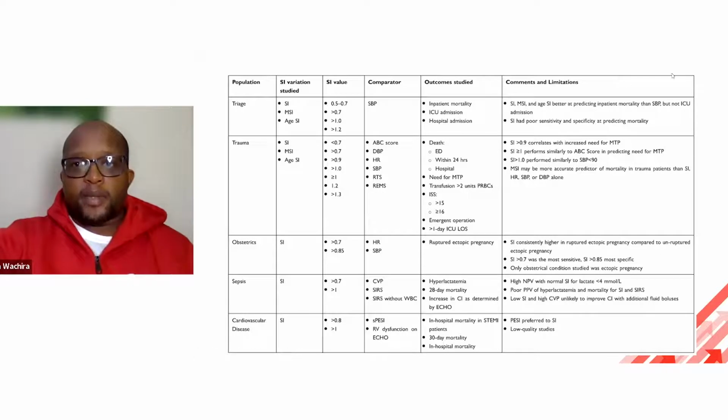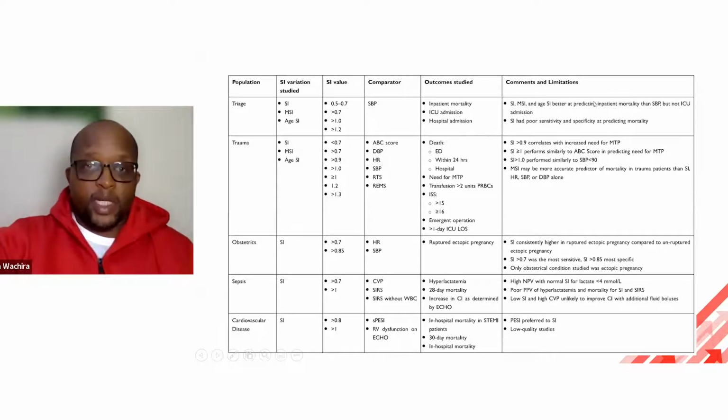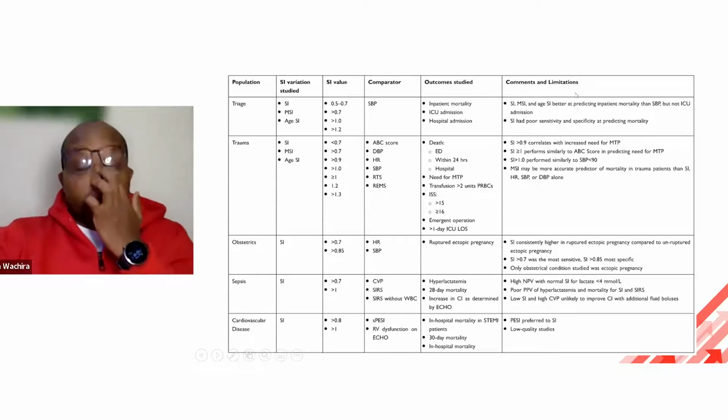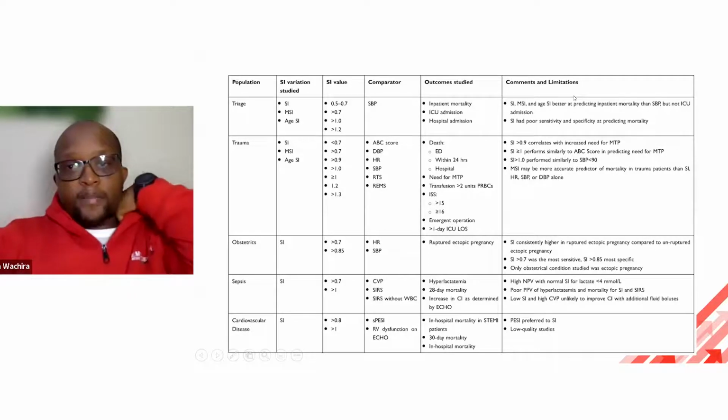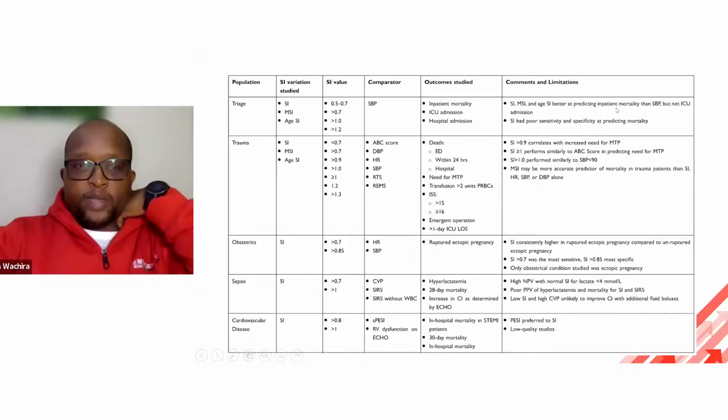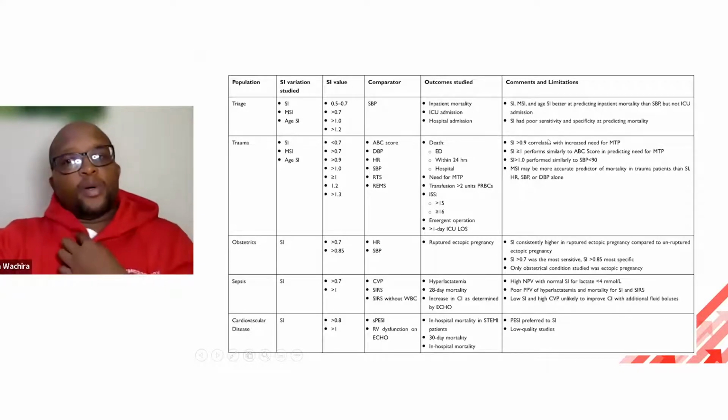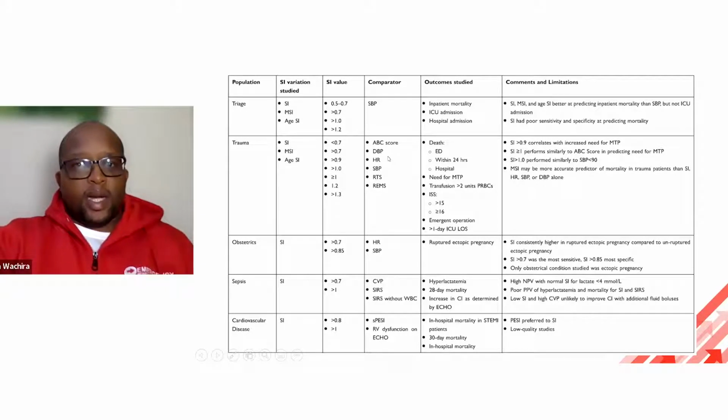As you can see, shock index is better at predicting inpatient mortality than systolic blood pressure. It doesn't predict ICU admission, and it has poor sensitivity in terms of predicting overall mortality. But in terms of predicting inpatient mortality, a shock index definitely above 0.7 is something that we use to predict inpatient mortality.